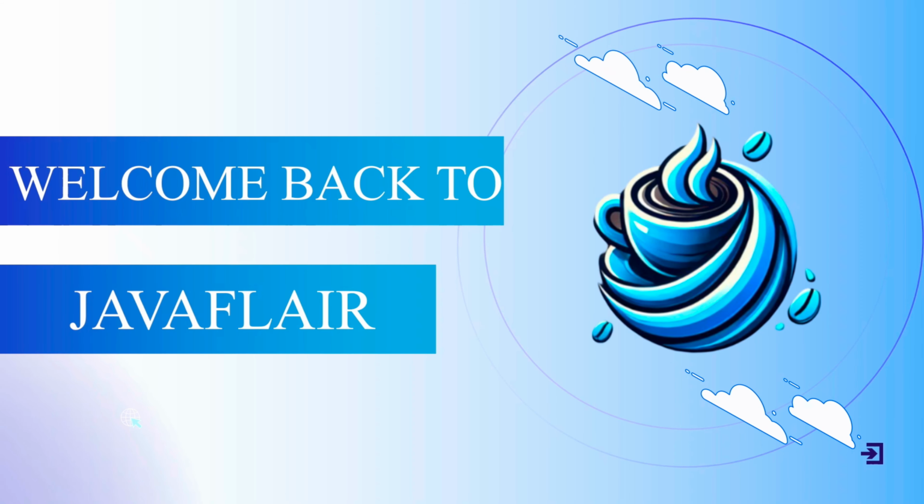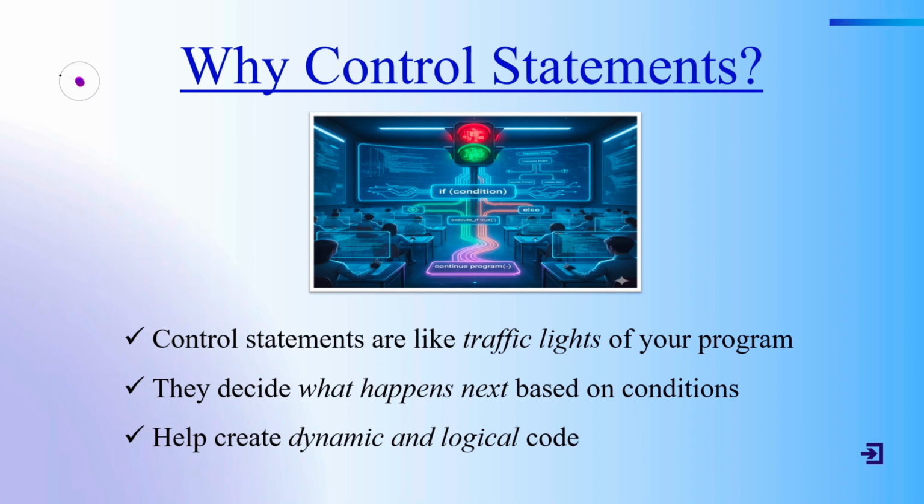Today's topic is Java control statements, one of the most powerful tools that helps our code make decisions. So let's get started. Let us try to understand what exactly a control statement means by taking an example. Think of control statements like a traffic light in our program. They guide your code and decide what happens next depending on certain conditions.